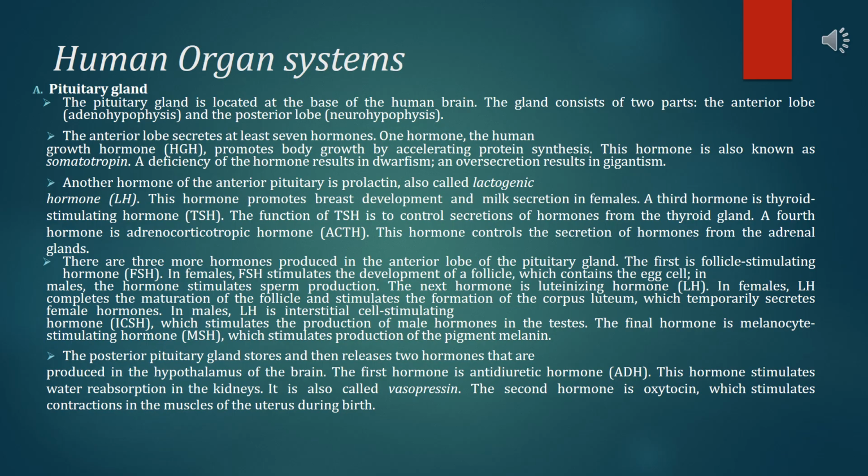The first hormone is antidiuretic hormone, ADH. This hormone stimulates water reabsorption in the kidneys. It is also called vasopressin. The second hormone is oxytocin, which stimulates contractions in the muscles of the uterus during birth.